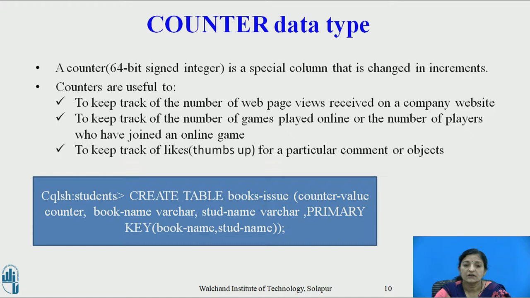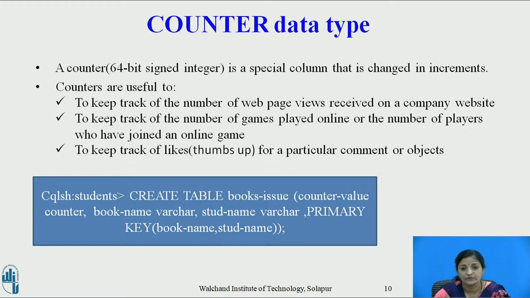So first, let's create a table called books issue, which has a column of type counter. So we have three attributes in the books issue table: counter value to be of type counter, book name to be of type varchar, student name also of type varchar, and primary key we have set to book name and student name.